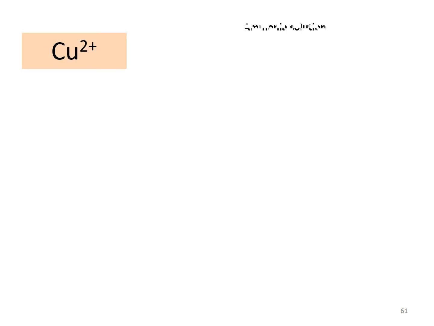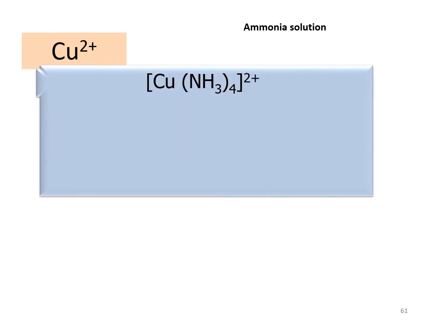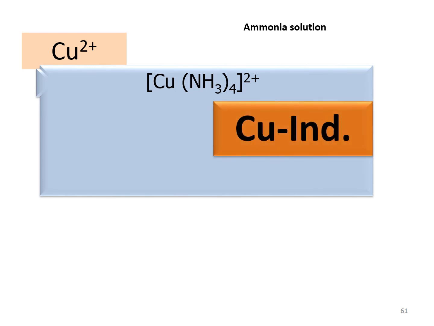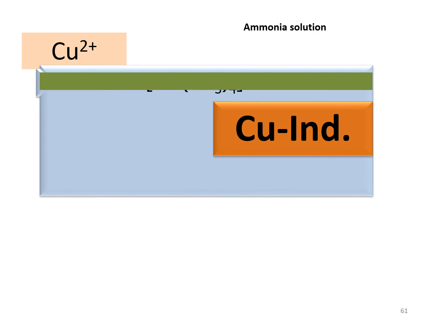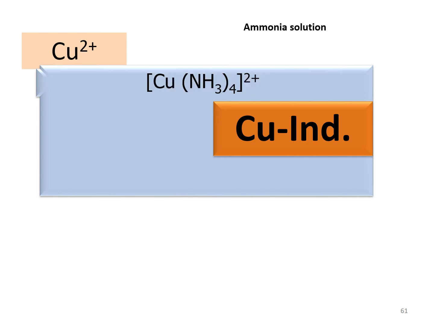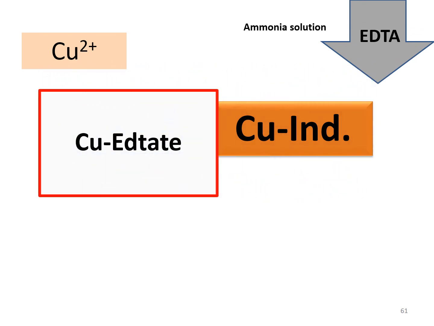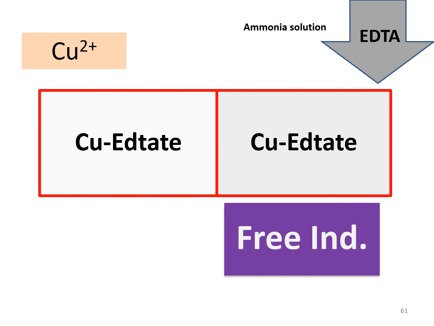Another illustration: copper in an ammoniacal medium forms a soluble copper amine complex. Then we add the indicator, which also complexes copper. It takes out the copper from the copper amine complex. Then, titration against EDTA: EDTA displaces the indicator, forming a copper-EDTA complex, and the indicator is set free with a different color at the endpoint.